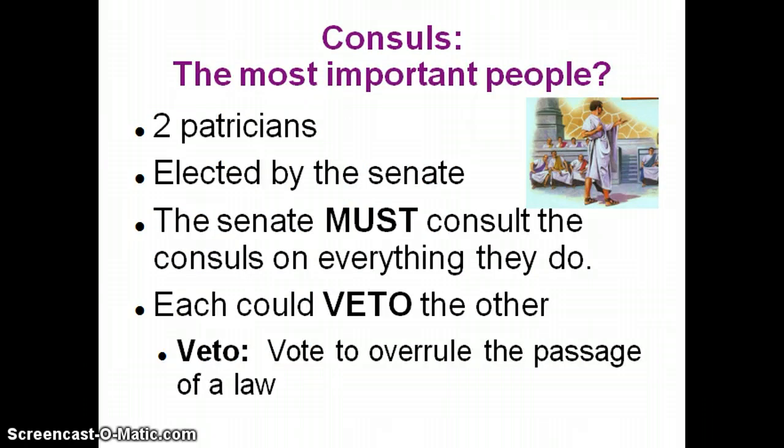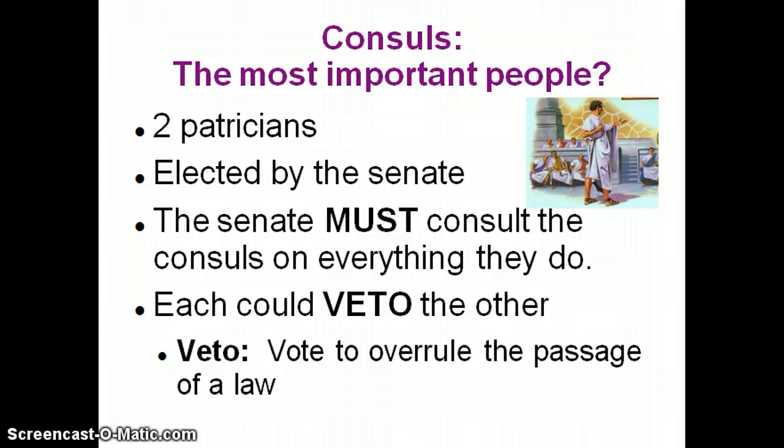In the middle, above the Senate, are the consuls. There were 2 consuls at any given time. These would be patricians only. They were elected by the Senate, and the Senate could not make any kind of decision without having input from the consuls. And they got veto power, so each one could veto the other.